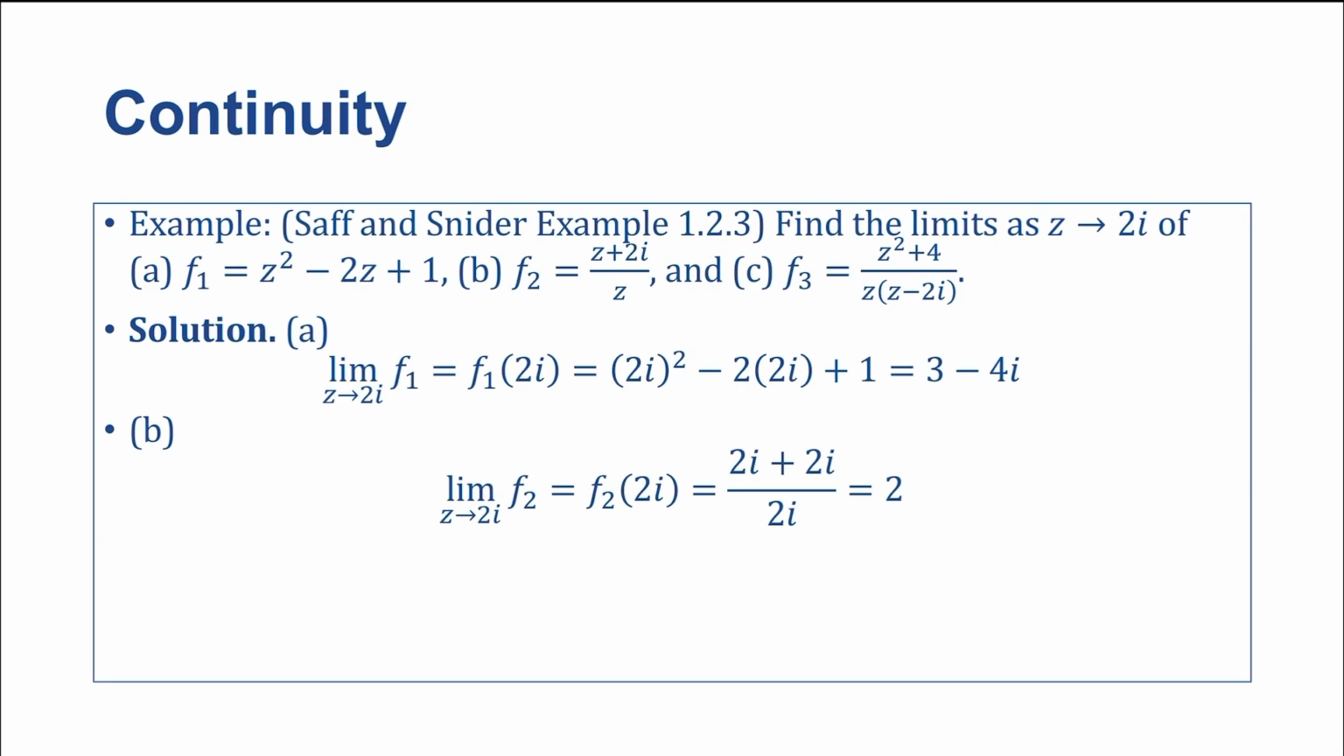For B, we have the limit as z approaches 2i of f sub 2, which of course we're again going to plug in 2i, which is going to be equal to (2i plus 2i) over 2i. Cancel out some i's. 2 plus 2 over 2 is equal to 4 over 2 is equal to 2. There we go.